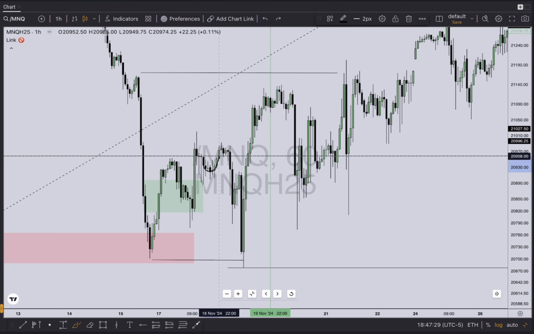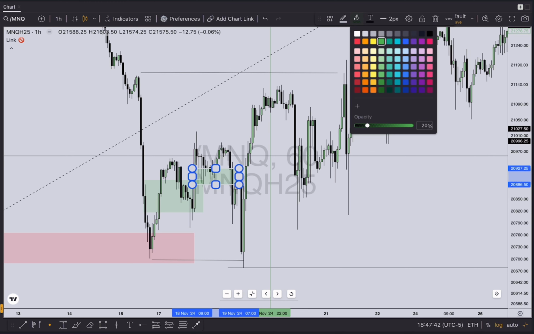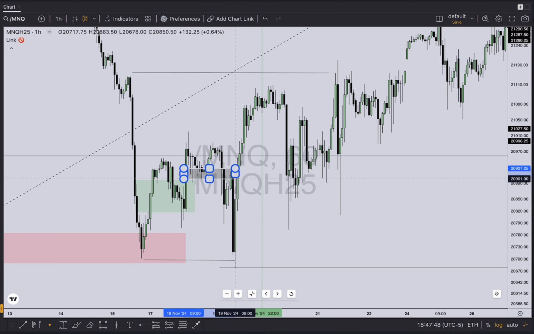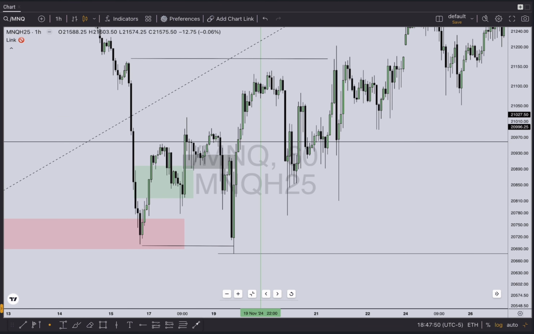We respected it initially, didn't sweep, rejected heavy, inversing this gap, right? We can see here, inverse the gap and put it in black. Inversed it, respected it as an inverse, and then price pushed lower. Cool. Very important point here. Yes, this was a very impulsive candle down.